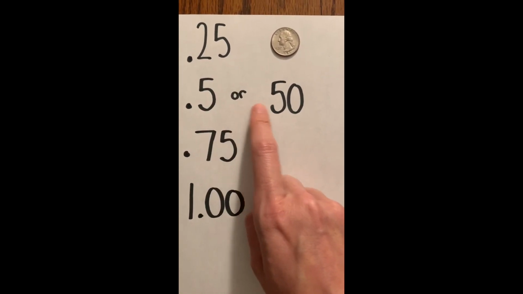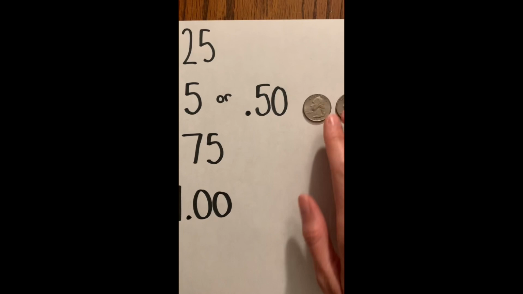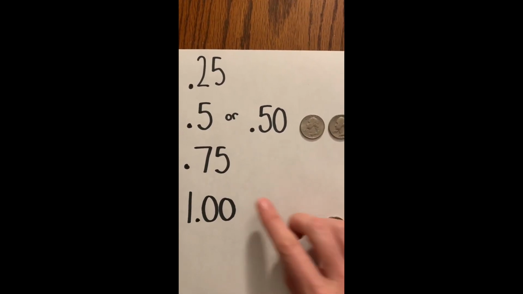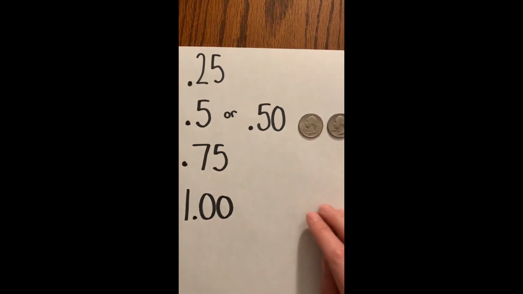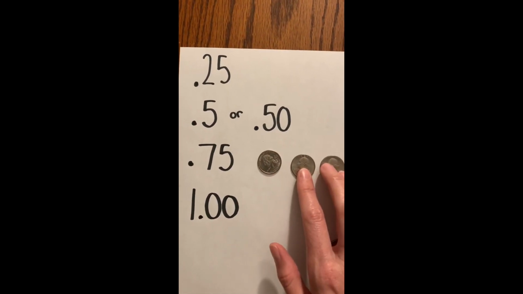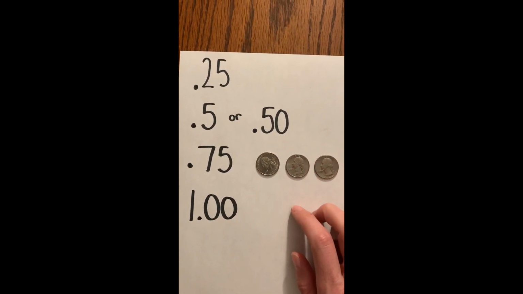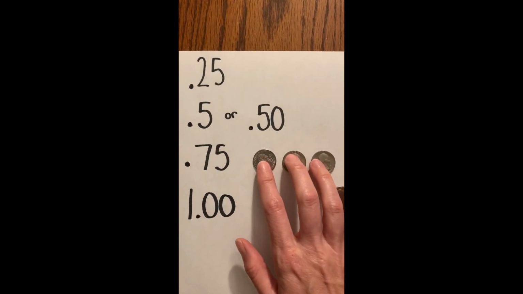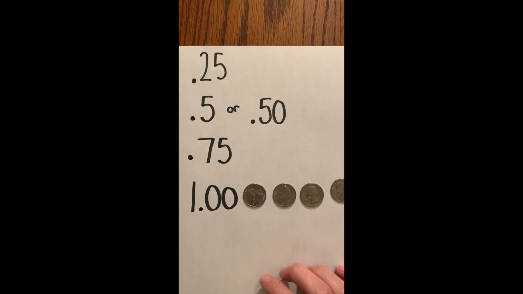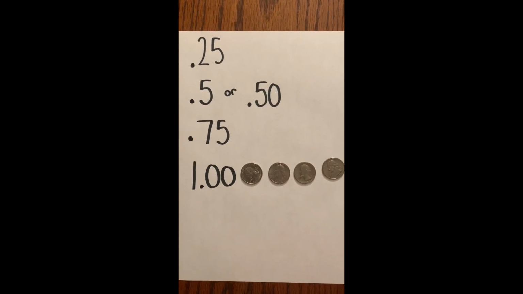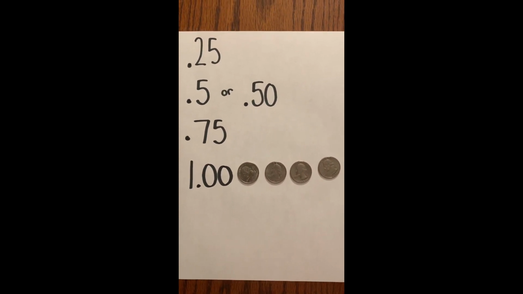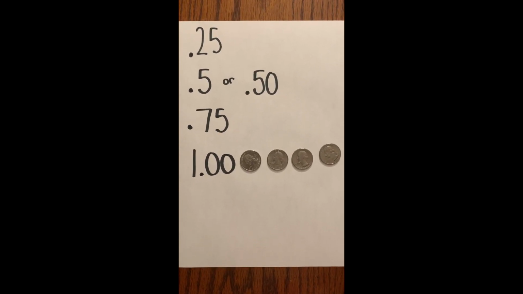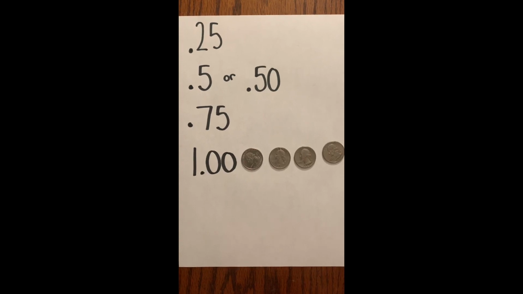5/10 or 50 hundredths is the same as 2 quarters. 75 hundredths is the same as 3 quarters. We have 3 out of the 4 quarters we need to make $1. 1 whole dollar is all 4 of our quarters, 4 out of 4 quarters. So today we're going to keep that in mind as we are talking about creating a picture to solve our word problems on a number line using our decimals.